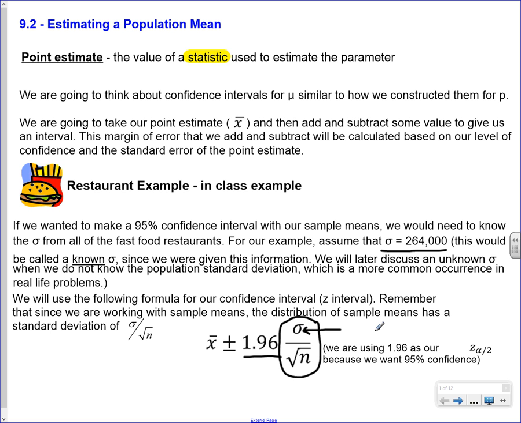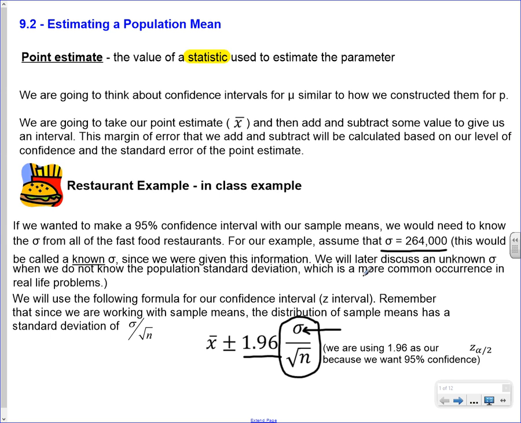Well, the quick answer is we won't know it, right? The only way you can calculate sigma from the population is to have mu from the population. It's in the actual formula. So how would we be able to even create this confidence interval without knowing what sigma is?